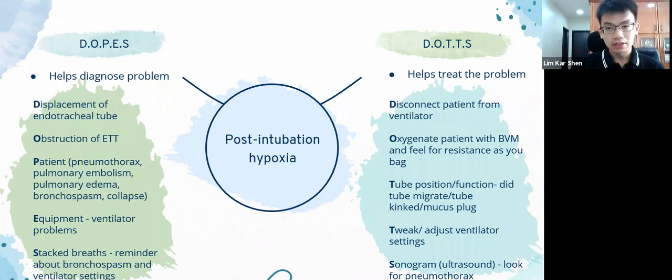About DOTS, which helps us to treat the problem. Disconnect the patient from the ventilator. Oxygenate the patient with a bag-valve mask and feel for resistance as you bag. Check the tube position and function. Did the tube migrate, kink, or get blocked by a mucus plug? Adjust the ventilator settings and do a sonogram, ultrasound, to look for pneumothorax.